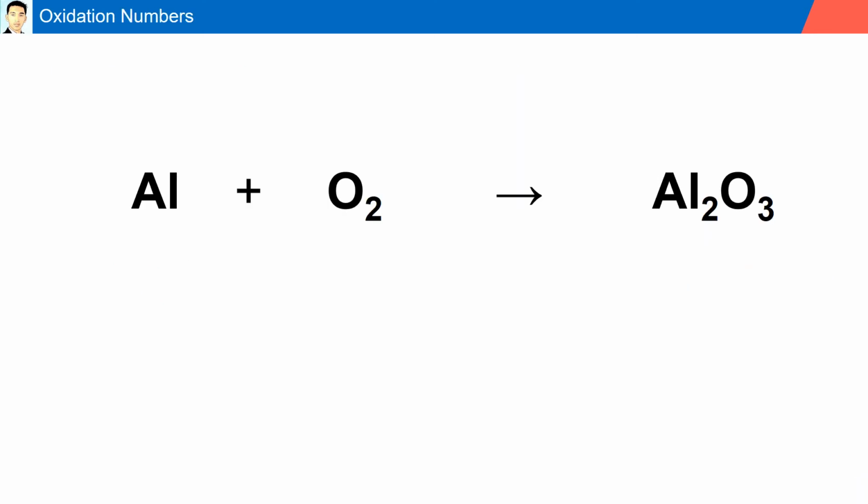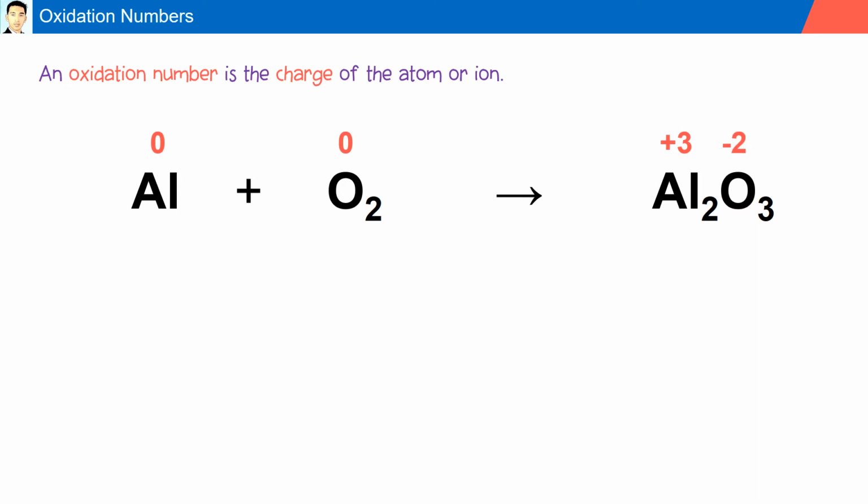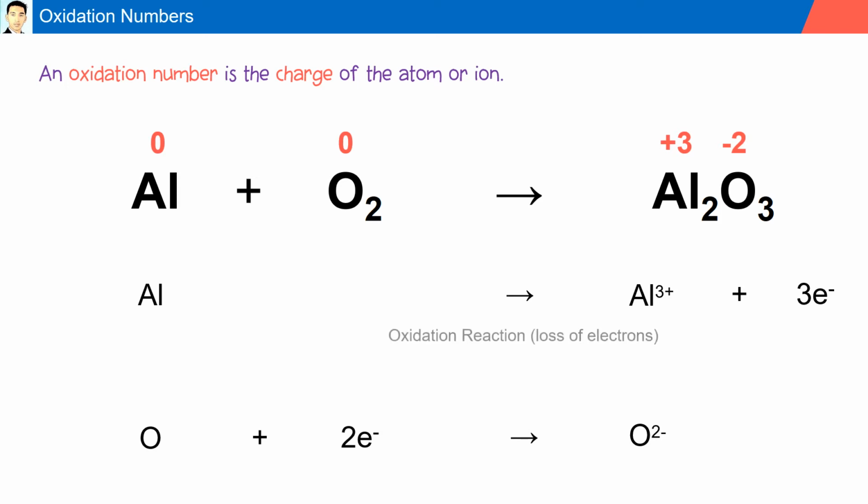Oxidation numbers. An oxidation number is a charge of the atom or ion. For example, aluminum in its free state has a charge of 0 because it did not gain or lose any electrons, while oxygen in the free state is also 0 because it didn't gain or lose any electrons. However, in a compound, the oxidation number of aluminum is +3, while oxygen is -2. Aluminum lost 3 electrons to become 3+, while oxygen gained 2 electrons to become 2-.